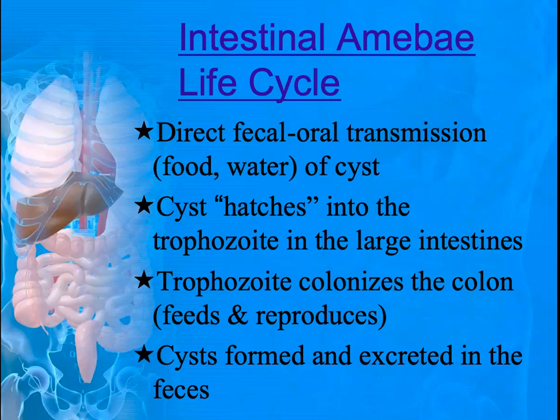Now, when the conditions dry out, or there's not enough food or too much food, or not enough oxygen or too much oxygen, or the pH changes, the trophozoite is going to want to transform back into the cyst. So this is called encystation. So we had excystation and encystation. So the cyst can be formed and excreted in the feces.